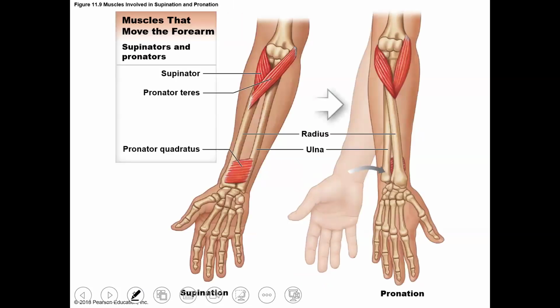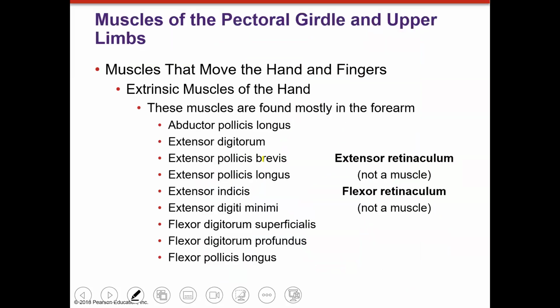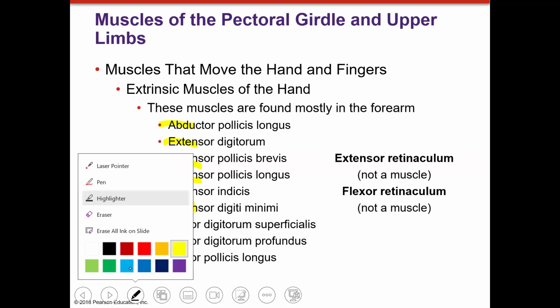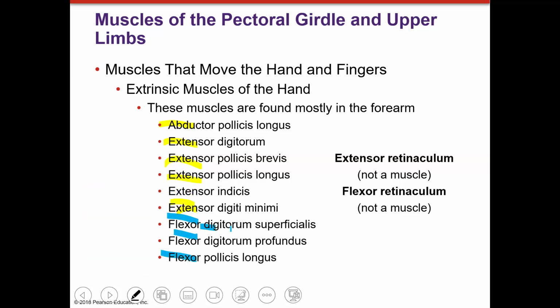Muscles that move the forearm, we see our supinator, making our hand go palm up, and our pronator teres here, pronating or making the palm go down. Okay? We see pronator quadratus doing that as well. All right, so these are all just going to be what they do. We're going to extend or we're going to flex.